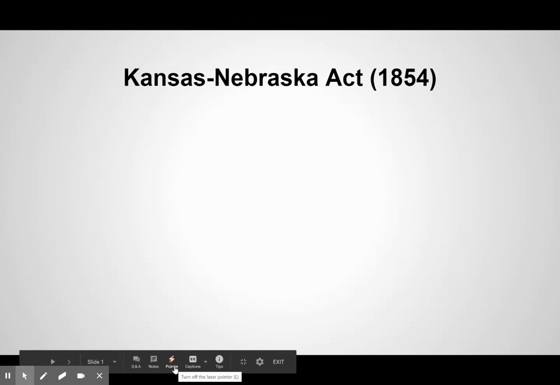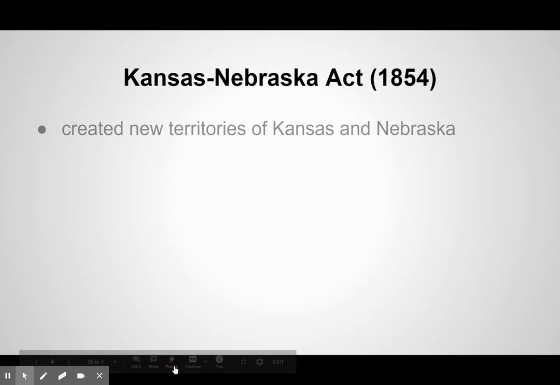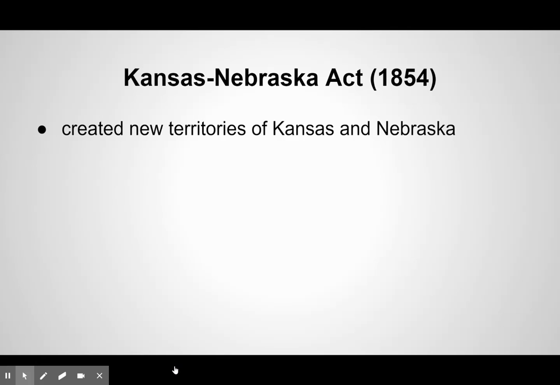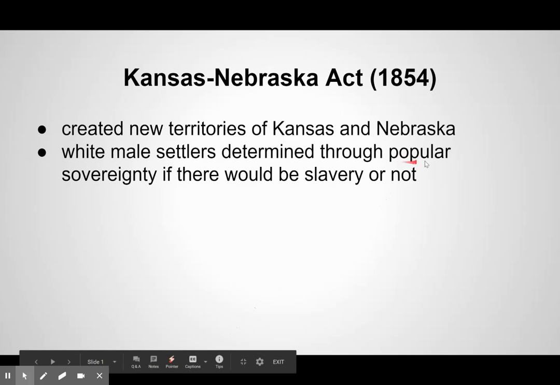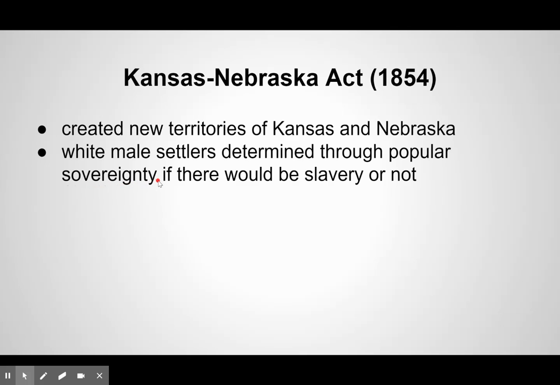So let's talk about those two events and see how they helped lead to the Civil War. So the Kansas-Nebraska Act was passed in 1854, and it creates the new territories of Kansas and Nebraska. And this act said that white male settlers would determine through popular sovereignty if there would be slavery or not. Remember, we learned about this word popular sovereignty. It was part of the Compromise of 1850, and it stated that settlers would be able to vote on if their state would have slavery or not. But in order for that to happen, the Missouri Compromise had to be repealed.